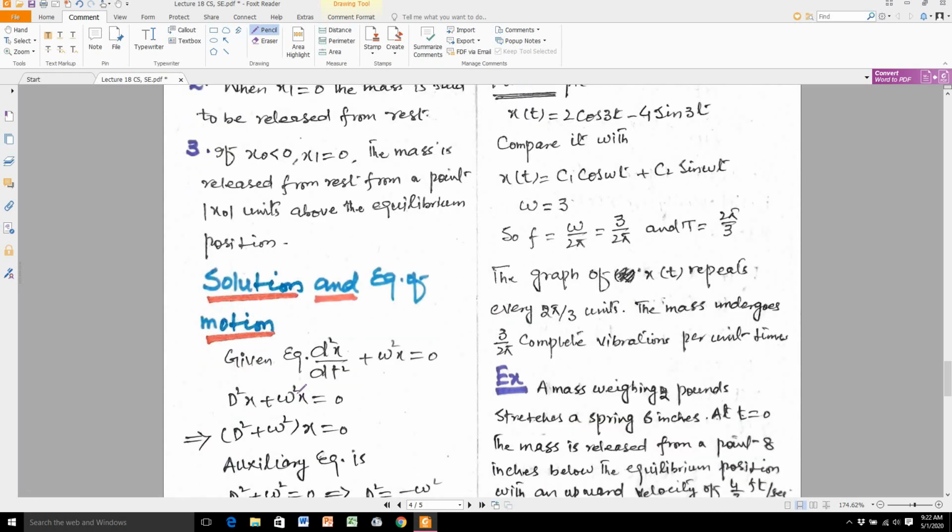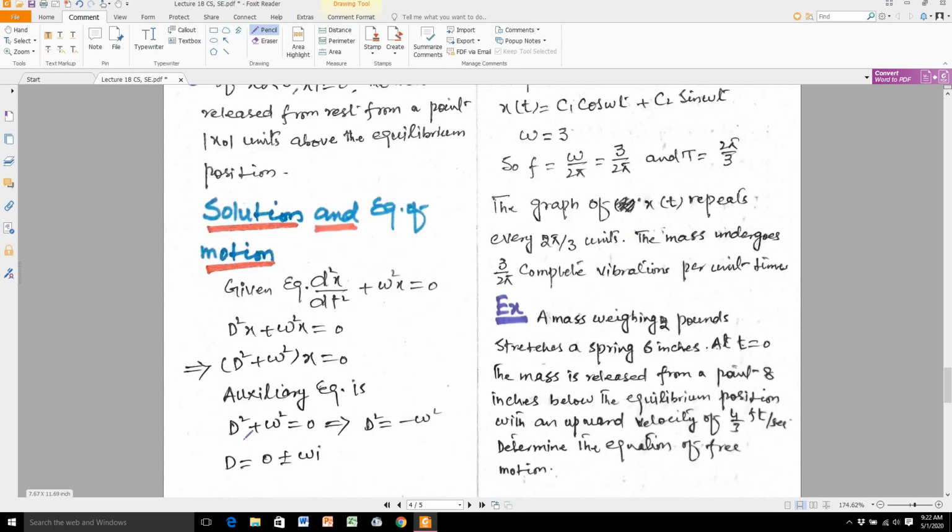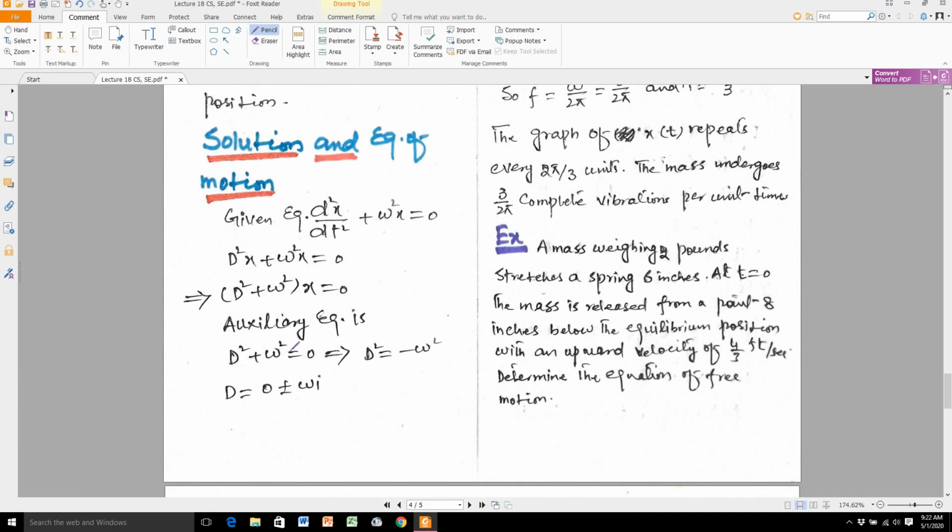Now, solution and equation of motion. Given the equation that we solved above, d square x over dt square plus omega square x is equal to 0. If I replace the derivative by the differential operator, it becomes D square x plus omega square x is equal to 0. So (D square plus omega square) x is equal to 0. Its auxiliary equation is D square plus omega square is equal to 0. This implies that D square is equal to minus omega square, so D is equal to 0 plus minus omega iota.